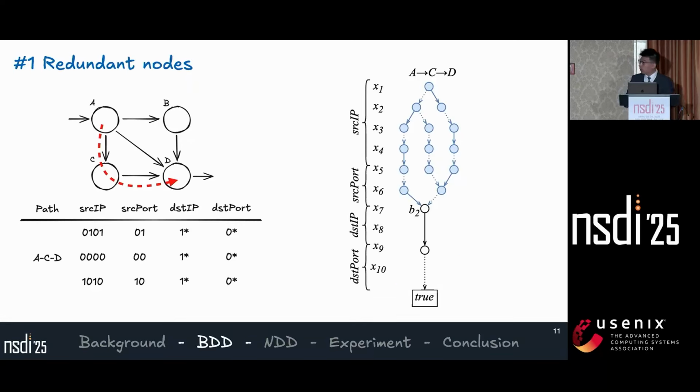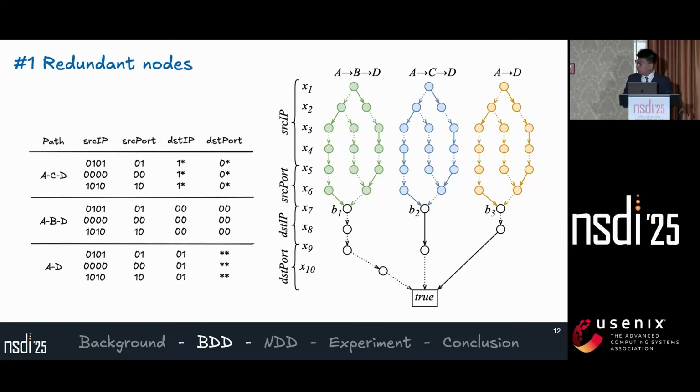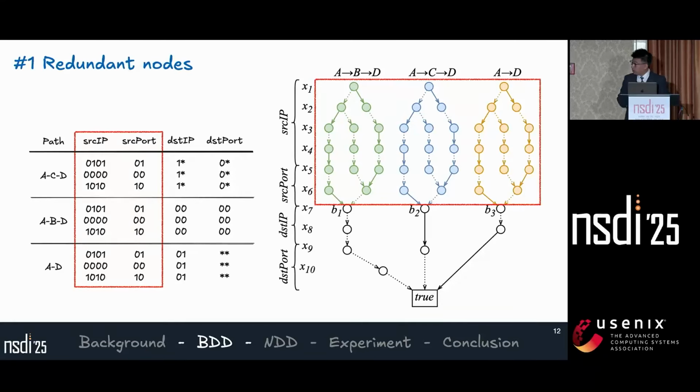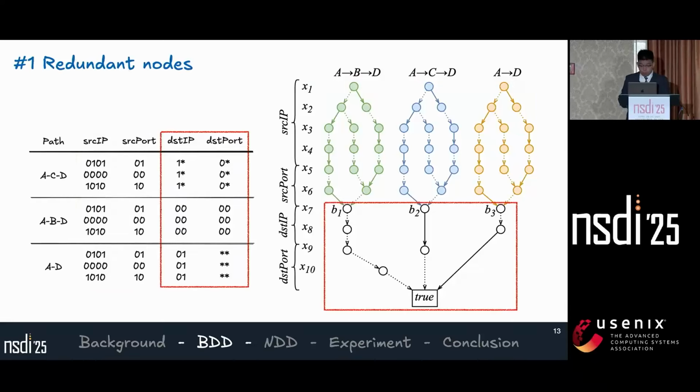The first limitation is redundant nodes. As for the packets that can reach device D from device A, the BDD on the right encodes all the packets that can follow the path ACD. For the other 2 paths, AD and ABD, we have another 2 BDDs that encode the corresponding packets respectively. We can see that these 3 BDDs share the same structure in the fields of source IP and source port. However, because they have different structures in the fields of destination IP and port, the same structures are created 3 times, and we cannot reduce such redundant nodes in BDD.